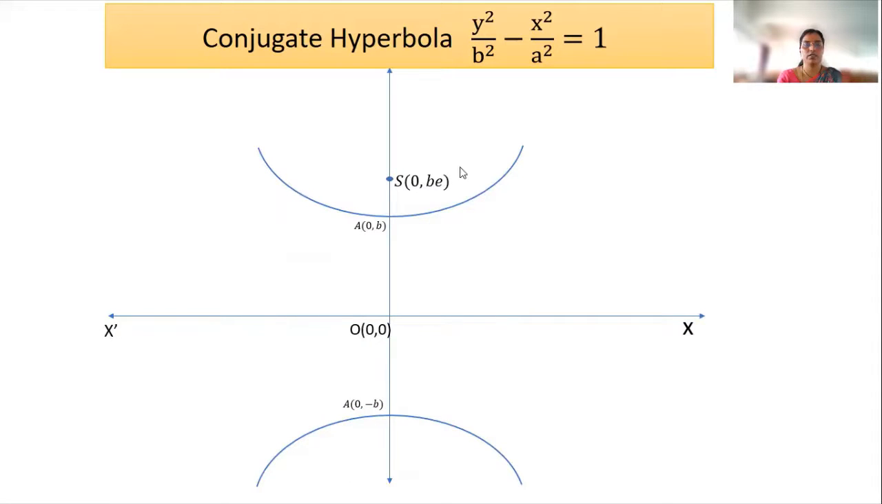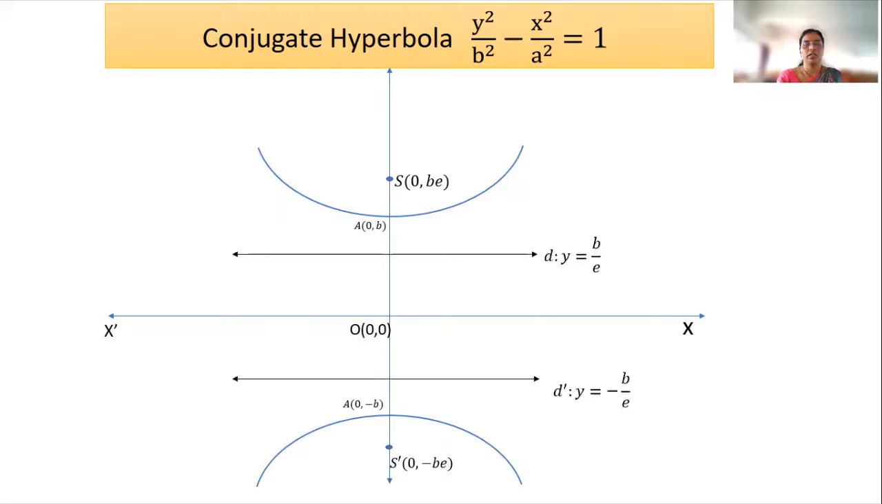On this, let S and S dash be the foci of the hyperbola. D and D dash are the directrices. Equations are given with names. P be any point, then the ratio of the distance of point P from the focus and from the directrix is the constant ratio SP upon PM is e, which is greater than 1. Then this is called the conjugate hyperbola.